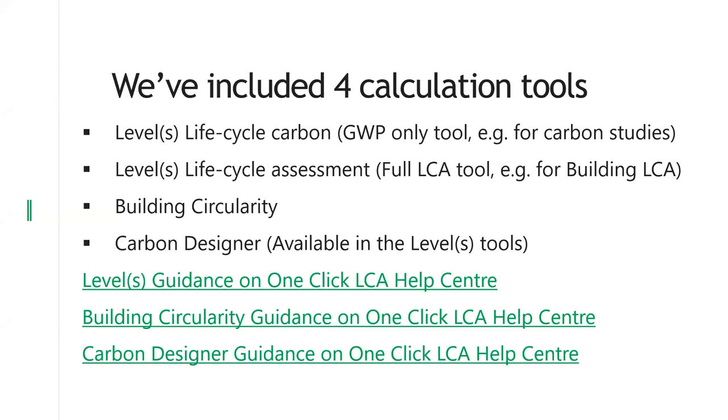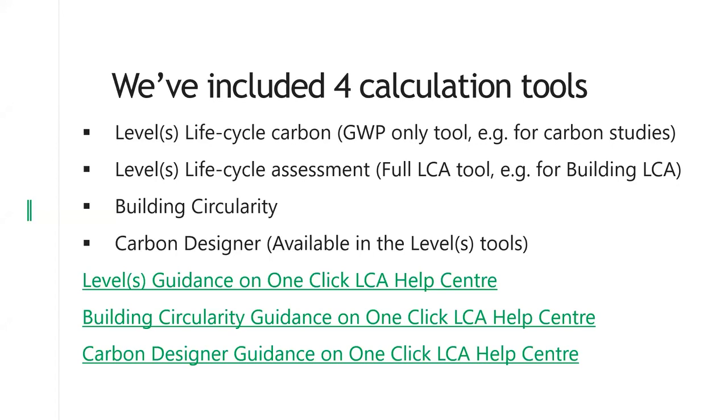We have also added a building circularity tool. And the building circularity tool does not calculate, for example, global warming potential or anything. It looks at the circularity of the materials which we have used in our assessment. So circularity is becoming quite important. So this is an interesting tool to have on this license also.